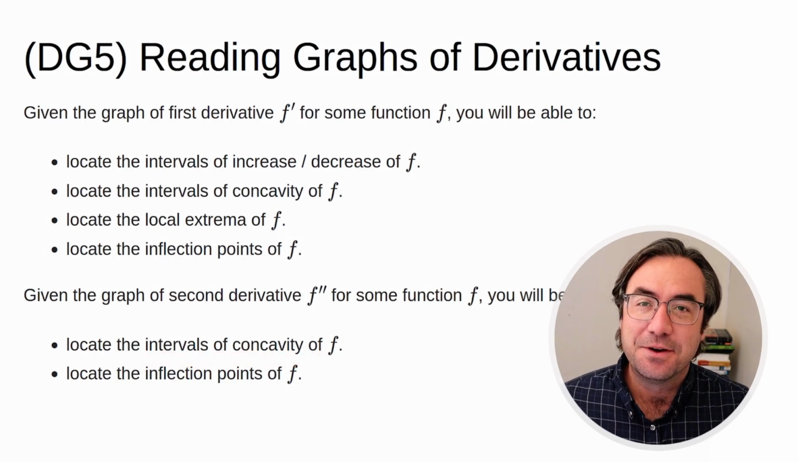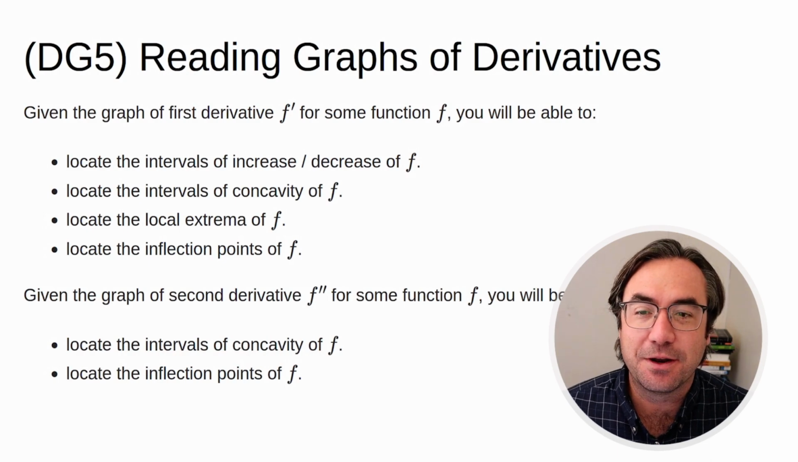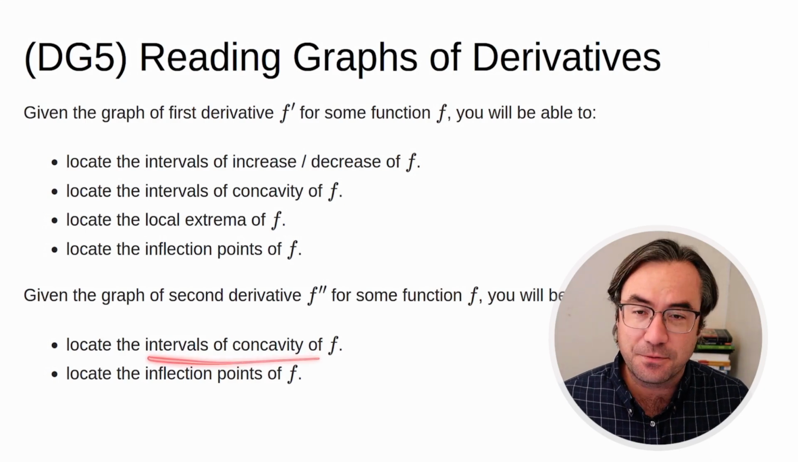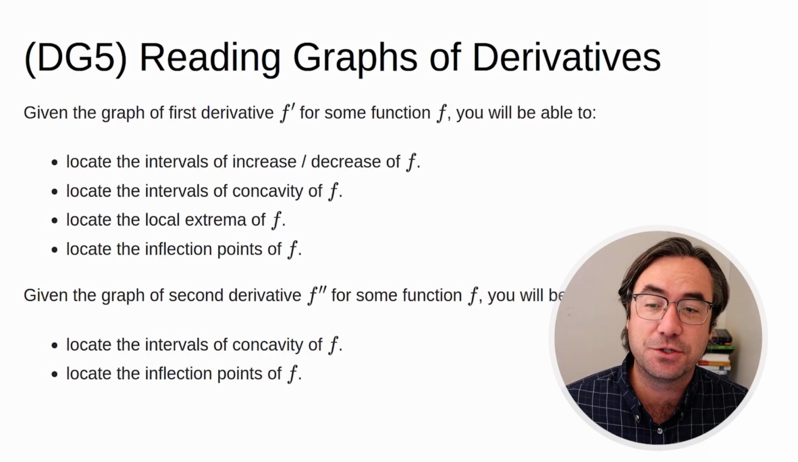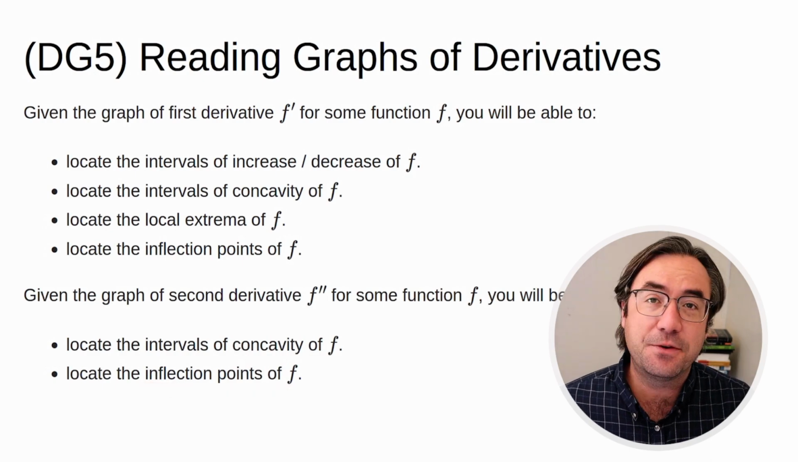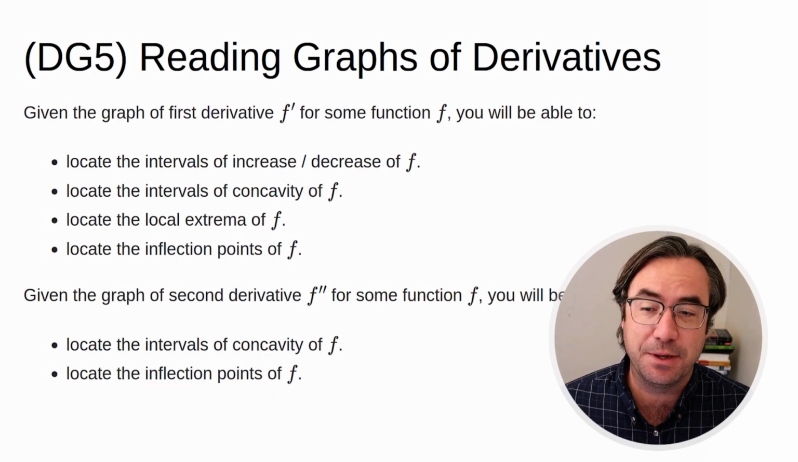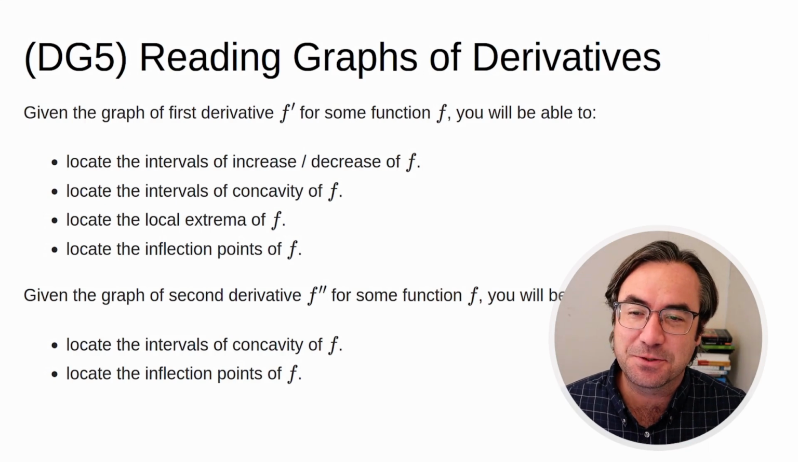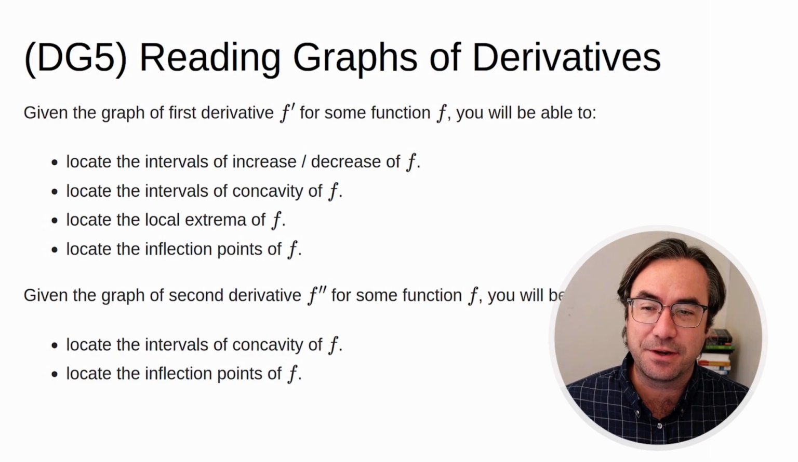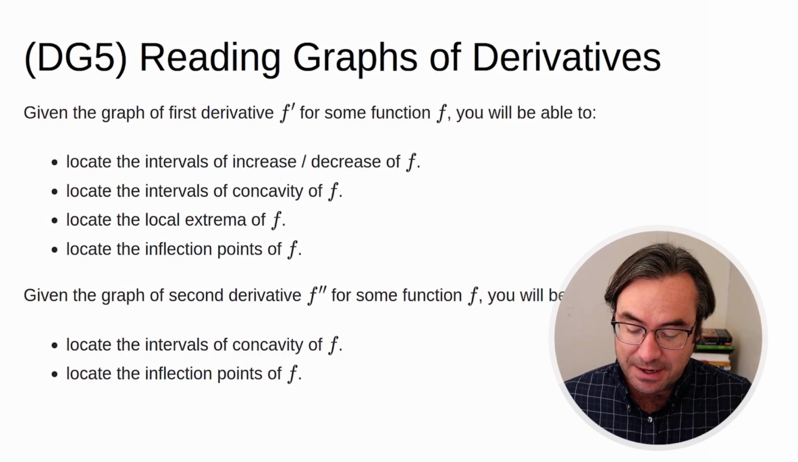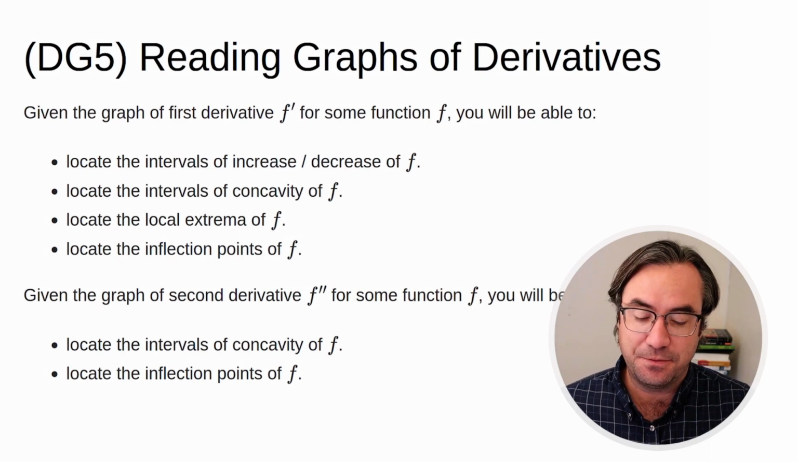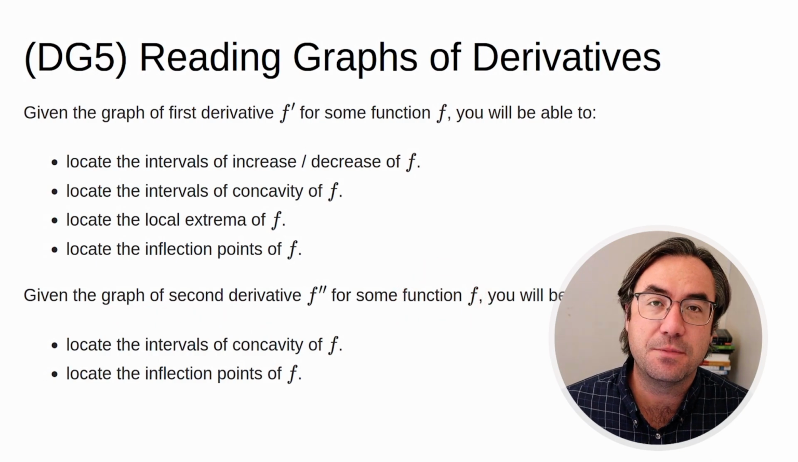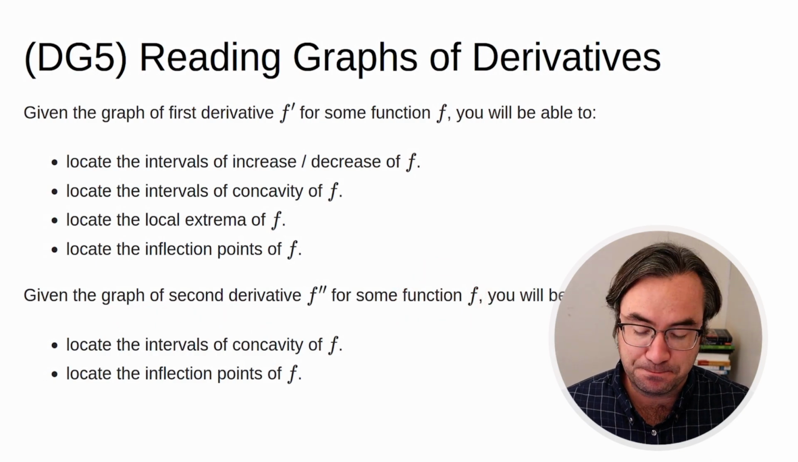So we're going to kind of do what we've been doing. Given the second derivative, we're going to see how we can figure out the intervals of concavity for the original function, and then also how to figure out where the inflection points happen. But it's going to be a slightly different feel to it because we're not going to be calculating the second derivative. What we're going to do is be given the graph of the second derivative, and we're going to use that graph to uncover information about the original function.